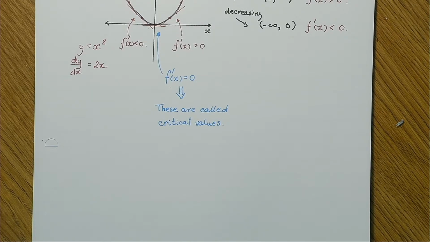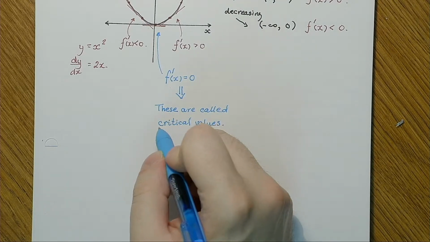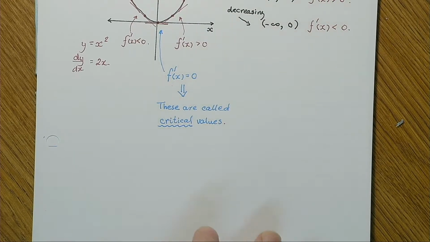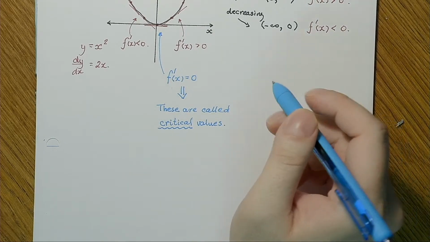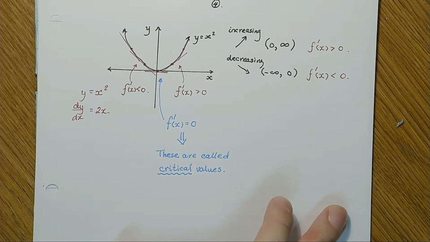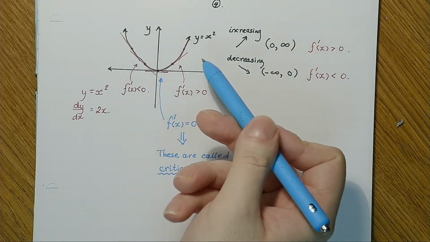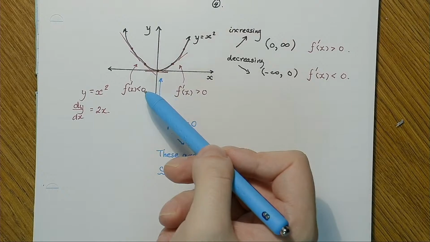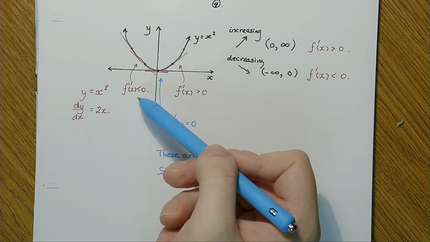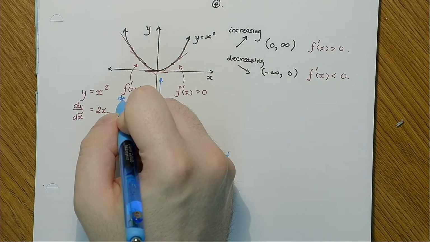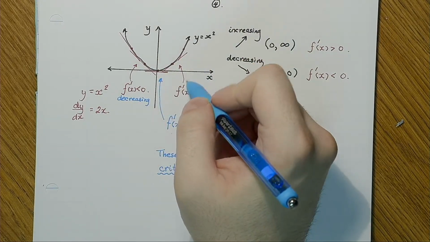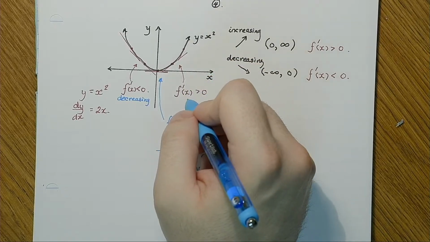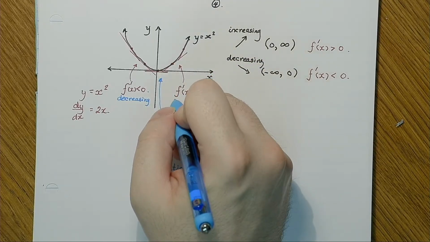I don't know. And then we have, so these are critical values. So from that, all we have to do then is we've kind of developed a little test, which is we could take the derivative of the function, and wherever the derivative is less than 0, we know that it's decreasing. And wherever the derivative is positive, it's increasing.